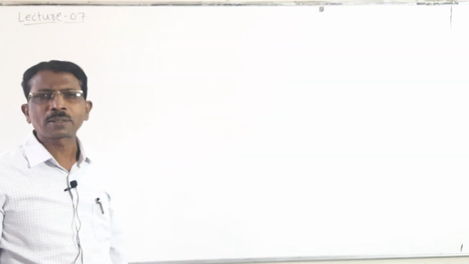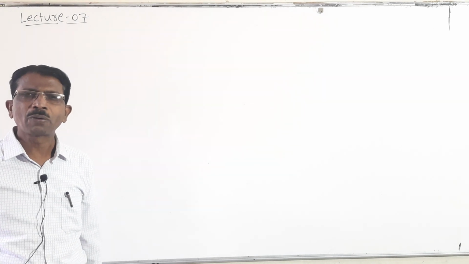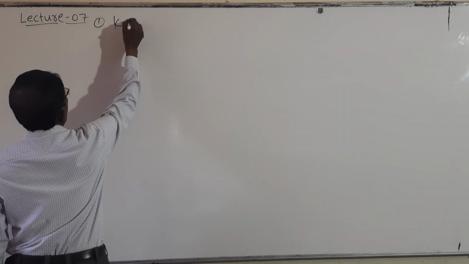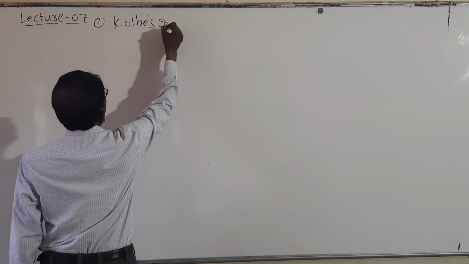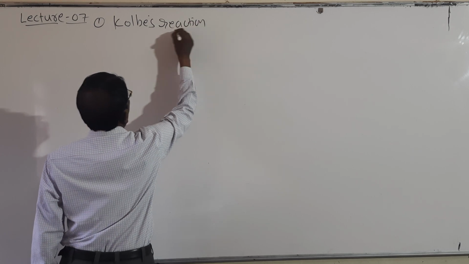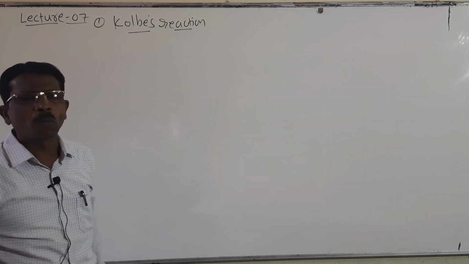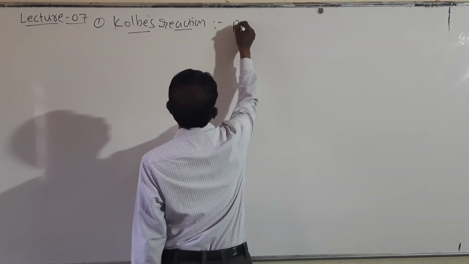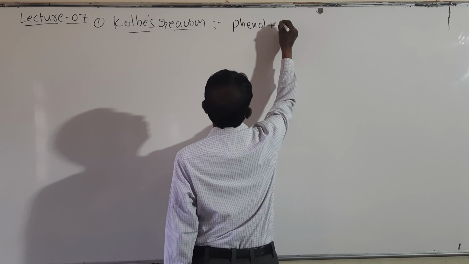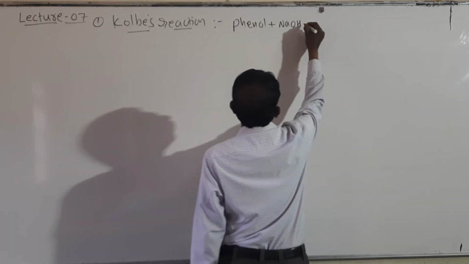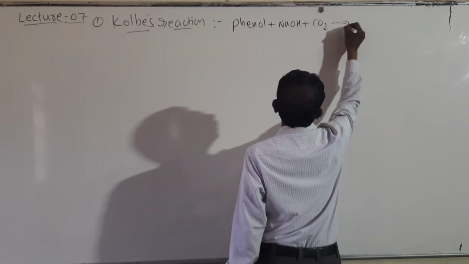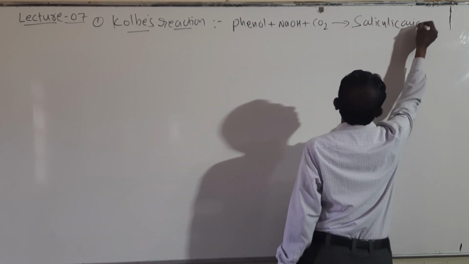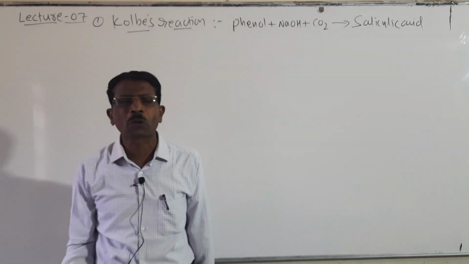So today we will discuss the important reactions of phenols. The first important reaction is Kolbe's reaction. What is Kolbe's reaction? Here in Kolbe's reaction, when phenol is treated with sodium hydroxide followed by carbon dioxide, it gives salicylic acid. Look here students, it is a very important one.